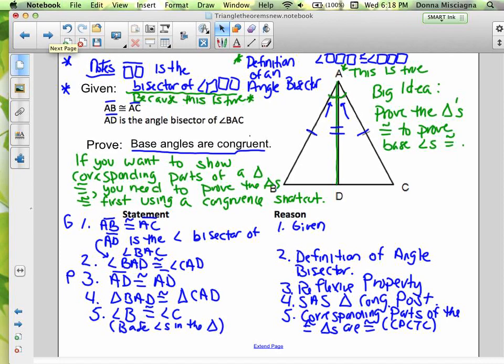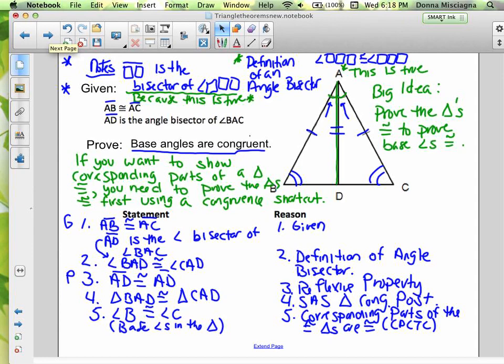We proved the base angles are congruent. So now you do not have to take me at my word. We were actually able to prove it by proving our triangles congruent. Because the triangles are congruent, all the corresponding parts are congruent, and therefore these two angles are congruent. Hey, we did it. We would also know, by the way, that BD is congruent to CD, and that angle BDA was congruent to angle CDA.